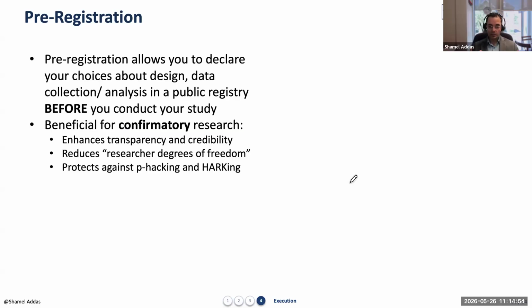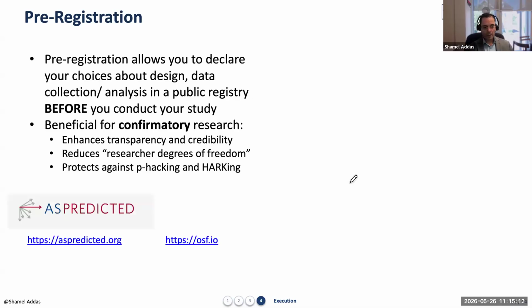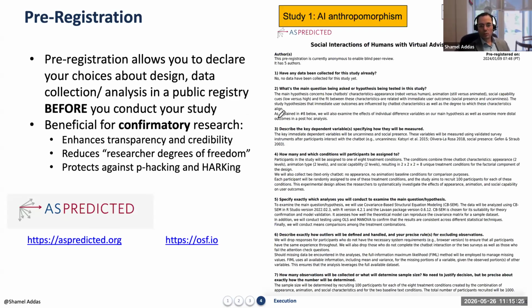It reduces the temptation, or even the suspicion from reviewers, that there might have been p-hacking going on, repeating the study until you find significant effects, or HARKing, hypothesizing after the results are known. Okay, so there are different platforms that allow you to pre-register. AsPredicted.org. There's also the Open Science Framework platform.